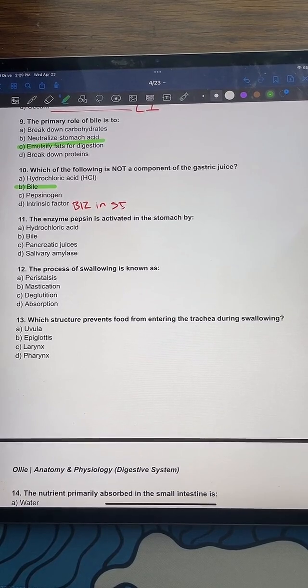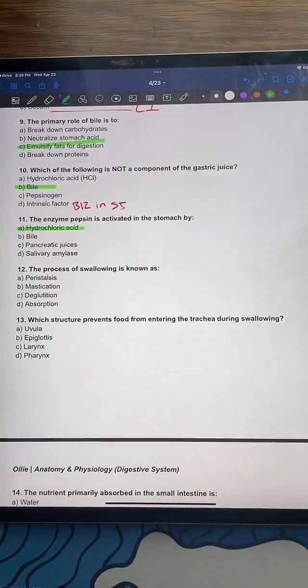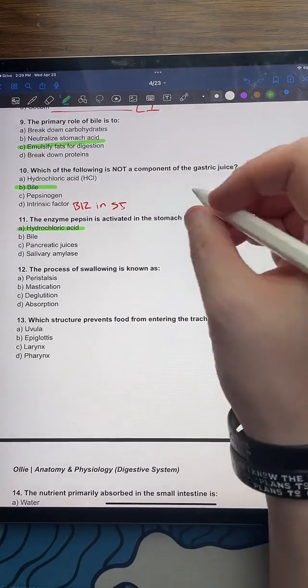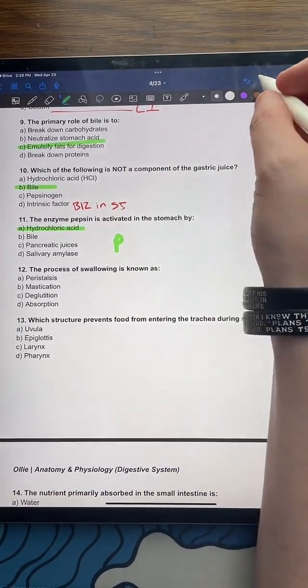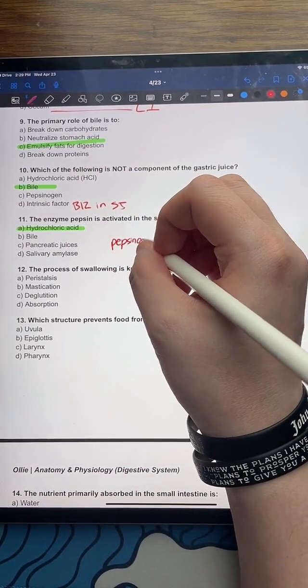We are on number 11 now. The enzyme pepsin is activated in the stomach by hydrochloric acid. So hydrochloric acid, so we have parietal cells release pepsinogen.